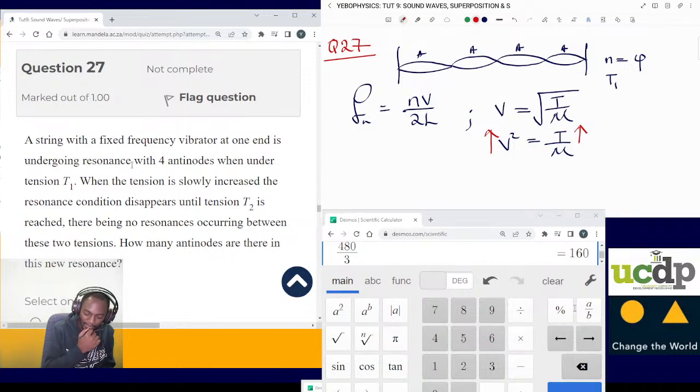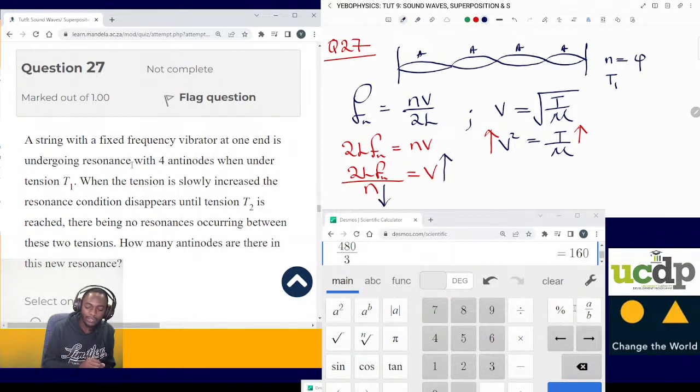Now let's see what will be the relationship between the velocity and the number of antinodes. 2Lfn will be equal to NV, so 2Lfn over N is equal to V. Which means that for the velocity and the number of antinodes, when the speed increases, the number of antinodes should decrease.